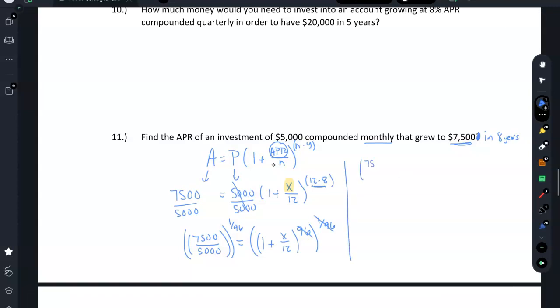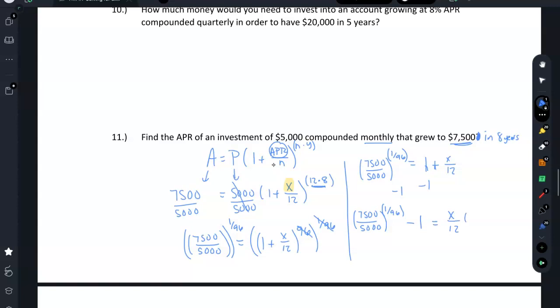So now I have 7,500 divided by 5,000 raised to the 1/96 is equal to, and now I can actually drop my parentheses on the right-hand side because I've gotten rid of the exponent, 1 plus x over 12. I would subtract 1 from both sides: 7,500 over 5,000 raised to the 1/96, and I am going to suggest you put parentheses around your exponents, even though my calculator doesn't need it, minus 1 equals x over 12.